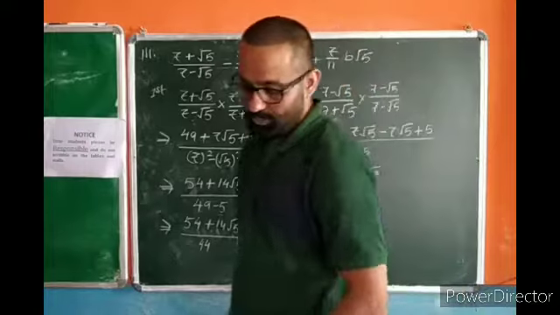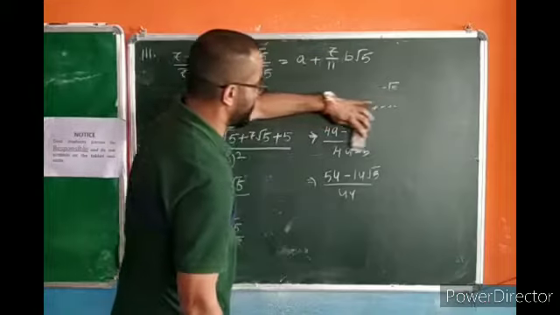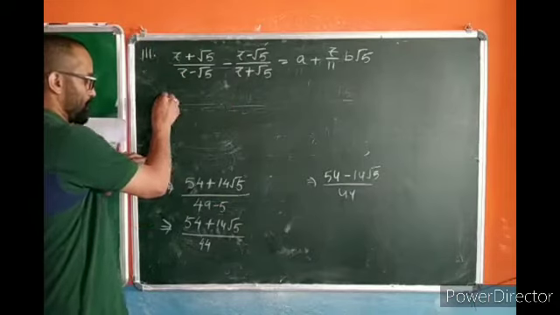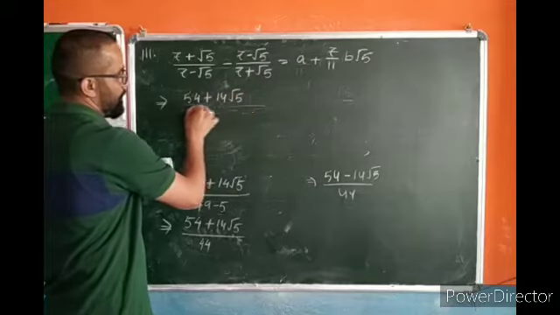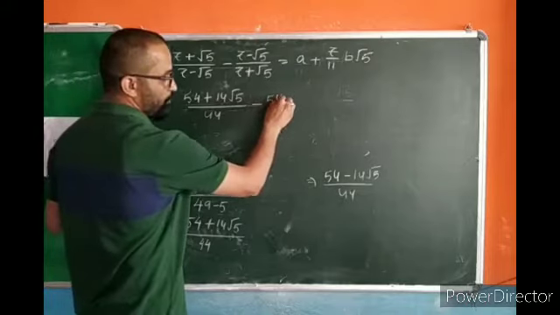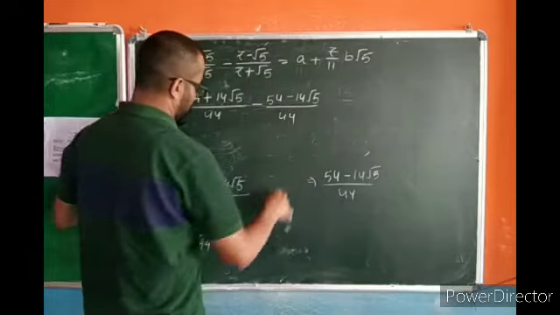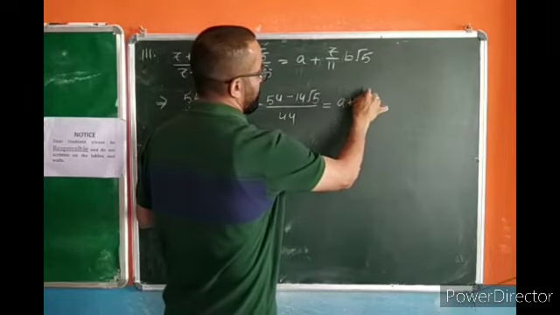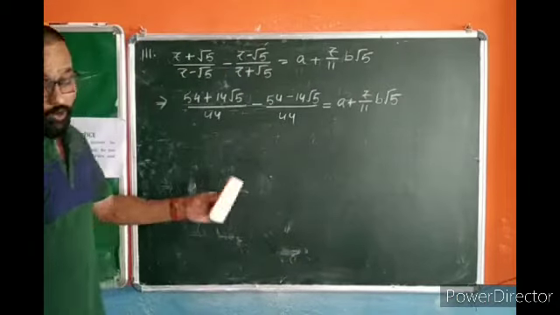These are two values now. Once you reach this calculation for both, then you copy. Simplified value of the first one is 54 plus 14 root 5 divided by 44, minus 54 minus 14 root 5 divided by 44, equal to a plus 7 divided by 11 b root 5. Now we calculate.